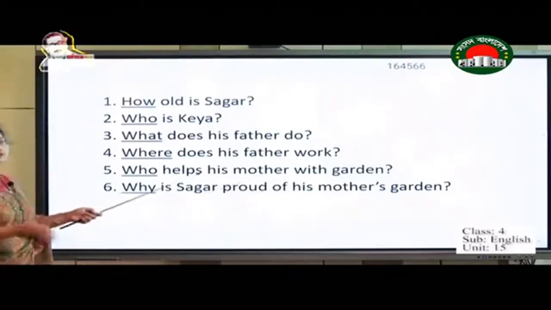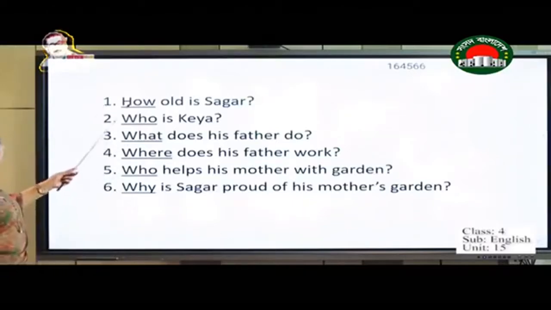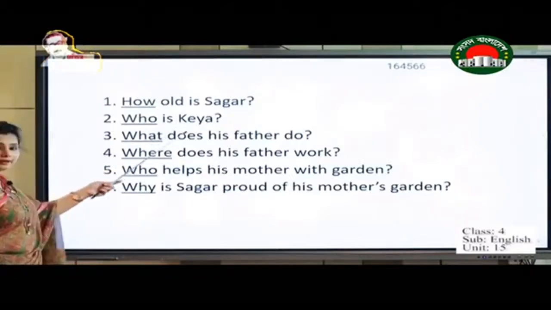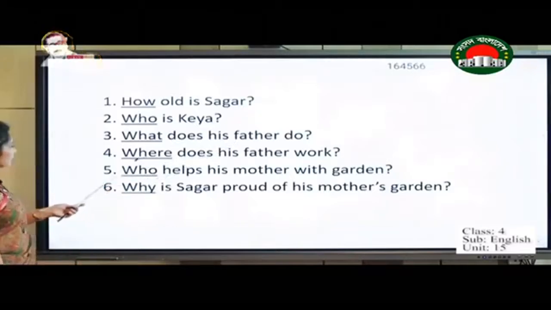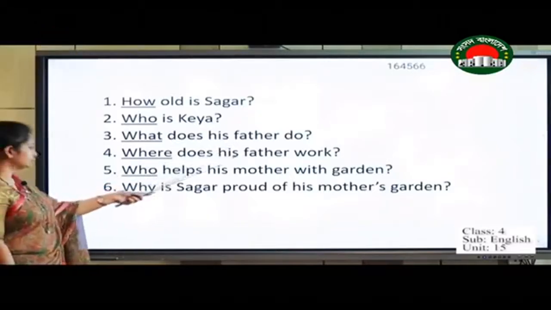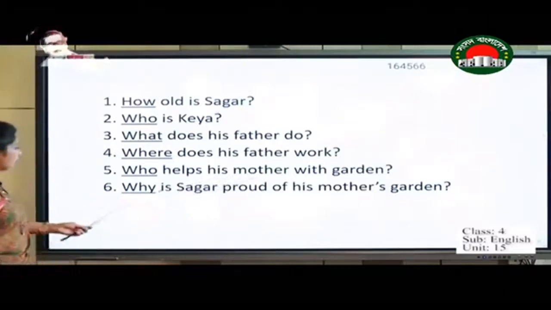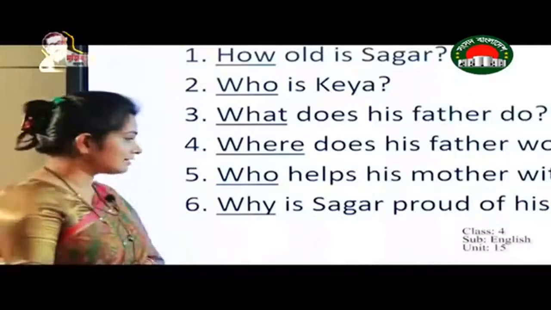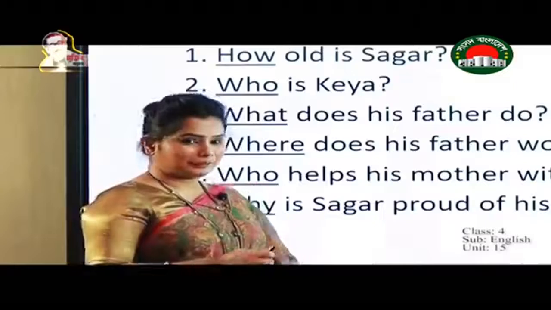Students, listen to me again. I am repeating the sentences once again. 1, how old is Sagar? Who is Kea? What does his father do? Where does his father work? Who helps his mother with the garden? Why is Sagar proud of his mother's garden? I hope that your answers and my sentences match.